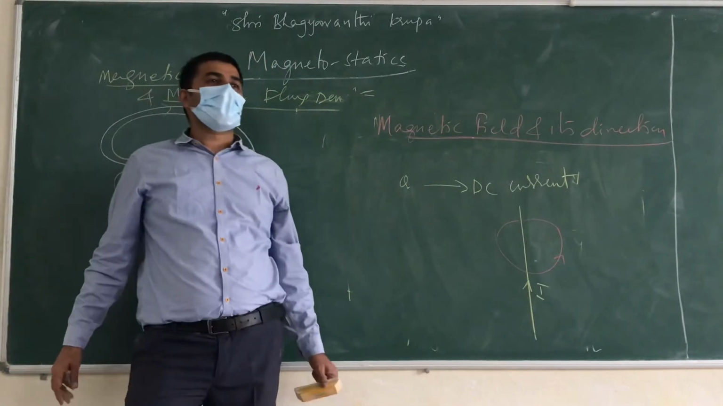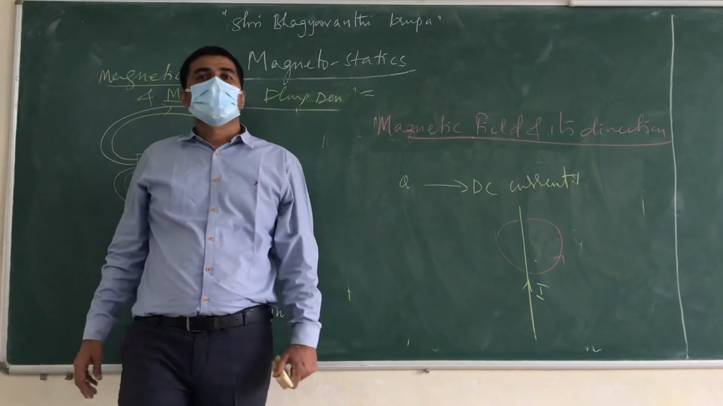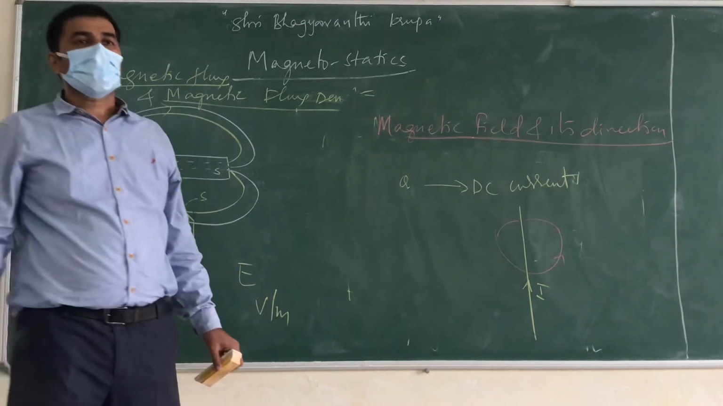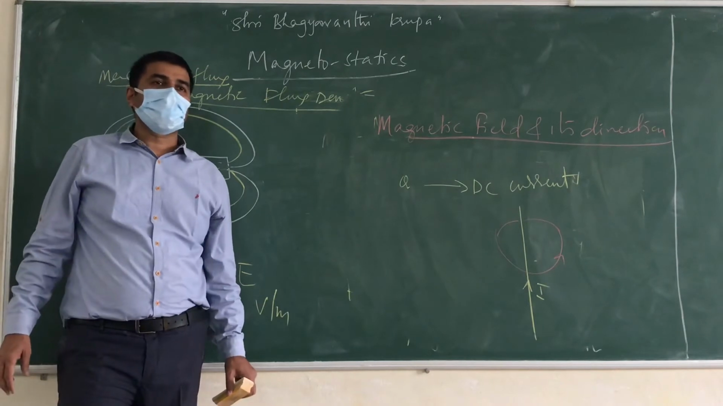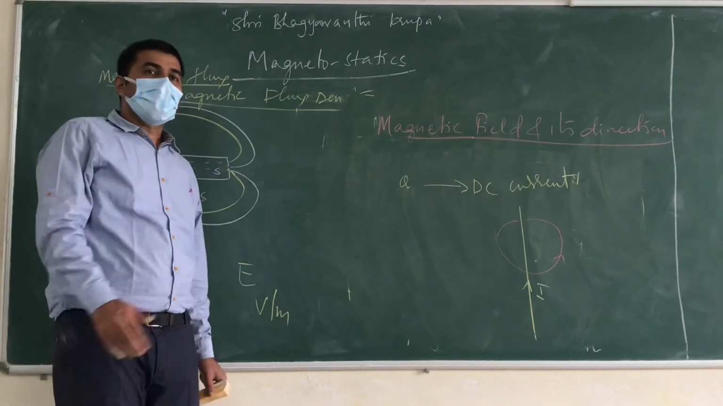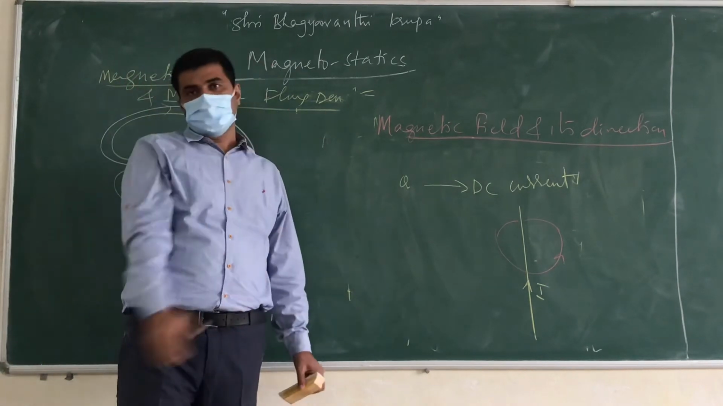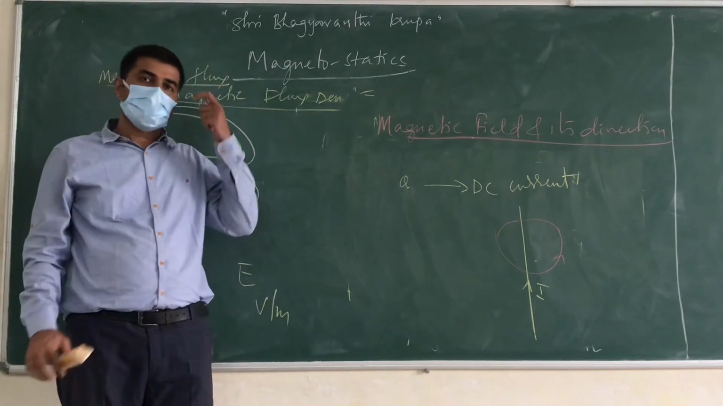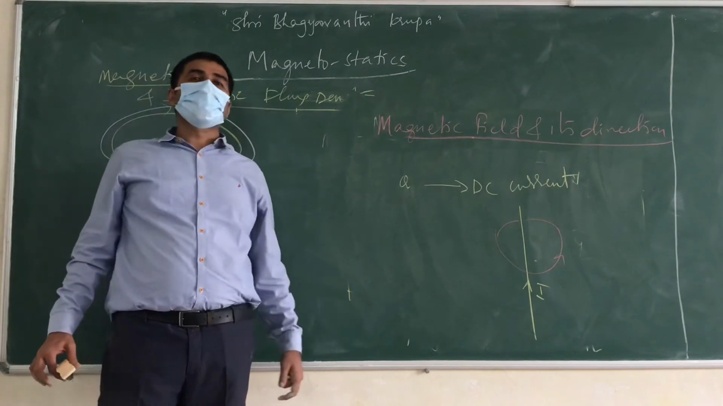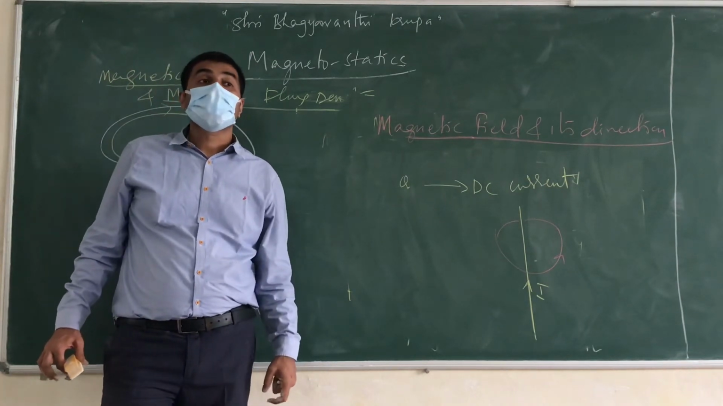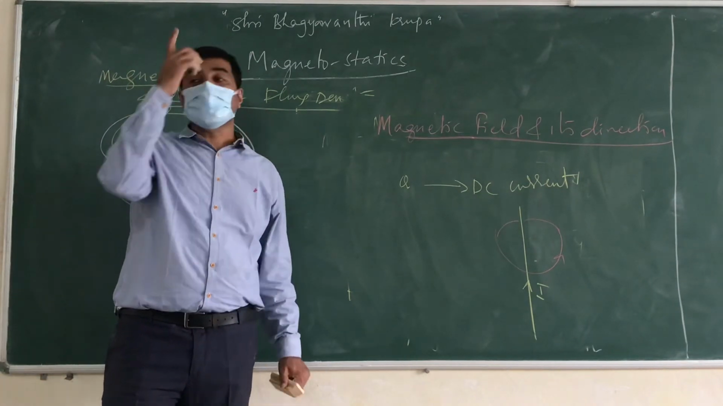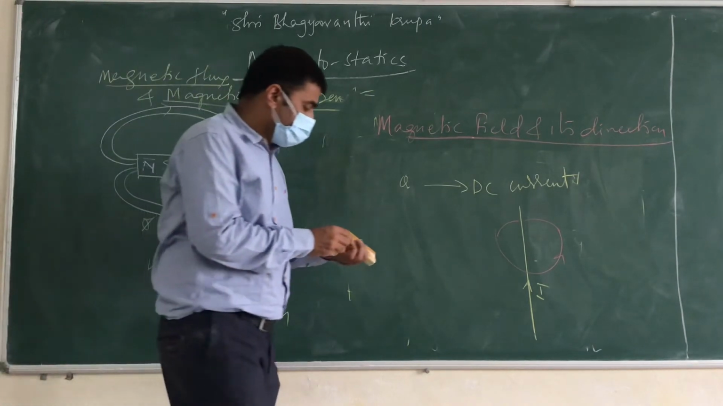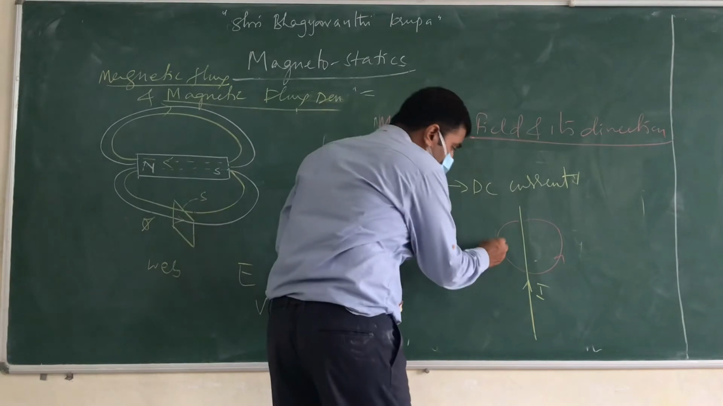The direction of magnetic field is determined by the right hand thumb rule. Thumb will indicate the direction of current in conductor.